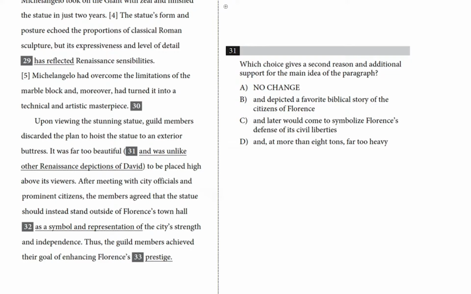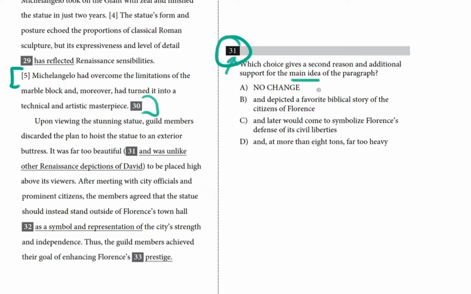So let's jump in. This passage is about Michelangelo's famous marble statue of David, the biblical figure, in Florence, Italy. And while we're just talking about question 31 here, let's pretend as though we've been reading the passage, mostly just to get this context. Michelangelo had overcome the limitations of the marble block, and moreover, had turned it into a technical and artistic masterpiece. Now, to question 31. Which choice gives a second reason and additional support for the main idea of the paragraph?